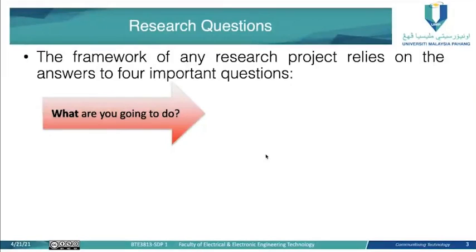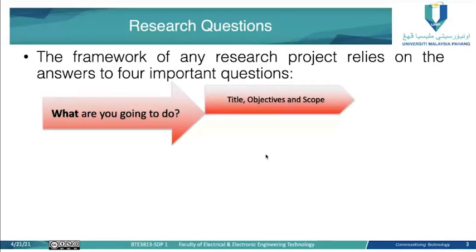So where can you answer this question, what are you going to do? The answer will be in your title, in your objective, in your scope. So in order to answer what I'm going to do in my senior design project proposal, you need to come out with your title, your objective, and your research scope. These three things can answer the first question: what are you going to do?